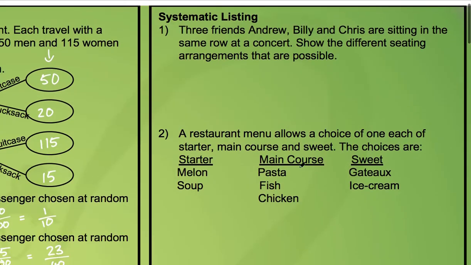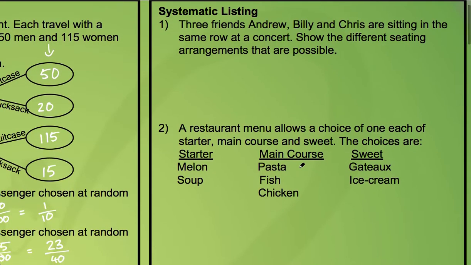Next box is systematic listing. So 3 friends, Andrew, Billy and Chris, are sitting in the same row at a concert. Show the different seating arrangements that are possible. So being systematic about it, if Andrew sits at the front, he could have Billy next to him or Chris, or Andrew could be sitting next to Chris, then Billy.